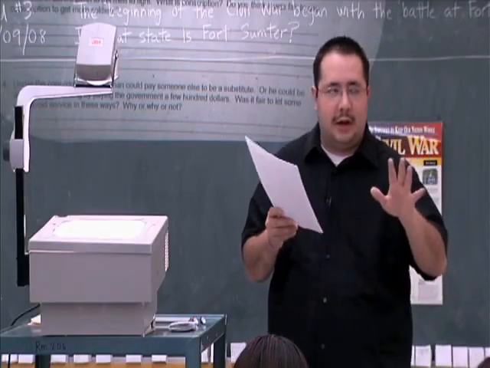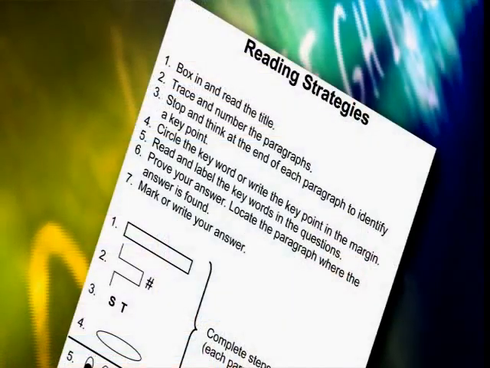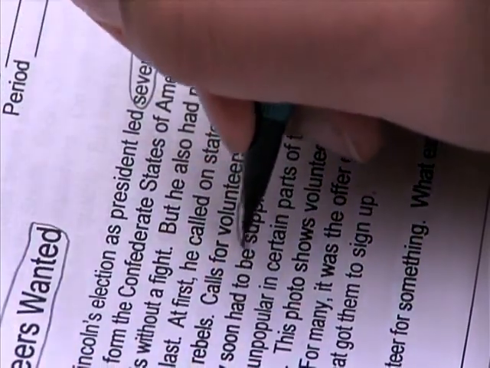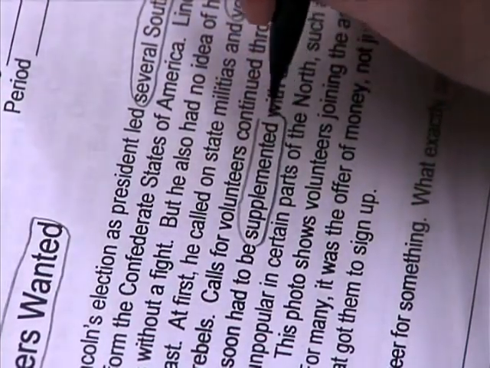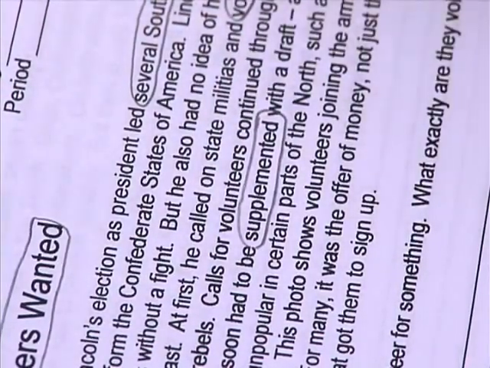Okay, let's stop right there. Take a look at the reading strategies over here. Daniel, do me a favor. Can you read number 4? Can you see it from there? Number 4, circle the keyword or write the key point in the margin. Okay, so we're at step number 4, and here's what we need to do. We're going to circle the keywords or write the key points in the margin.